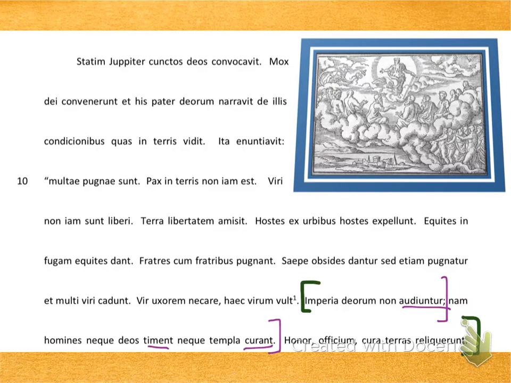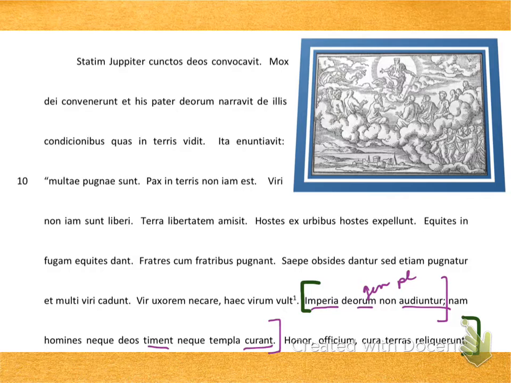I see that because of the entur. There is just an I and a U in front of the entur, which means that this is in the present passive, making either imperia or deorum the subject. Deorum has the genitive plural ending on it, so it is not the subject of audiuntur.